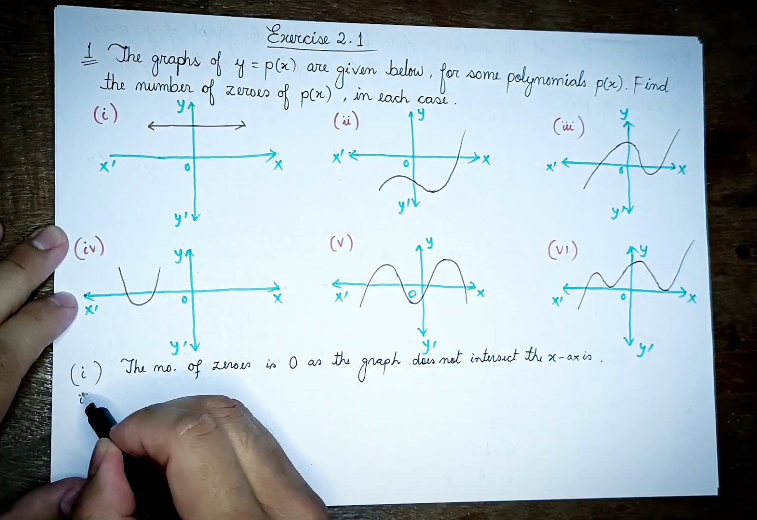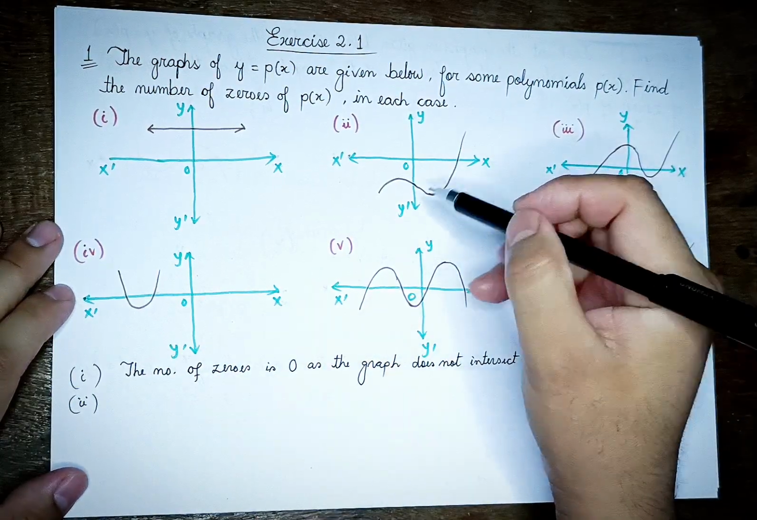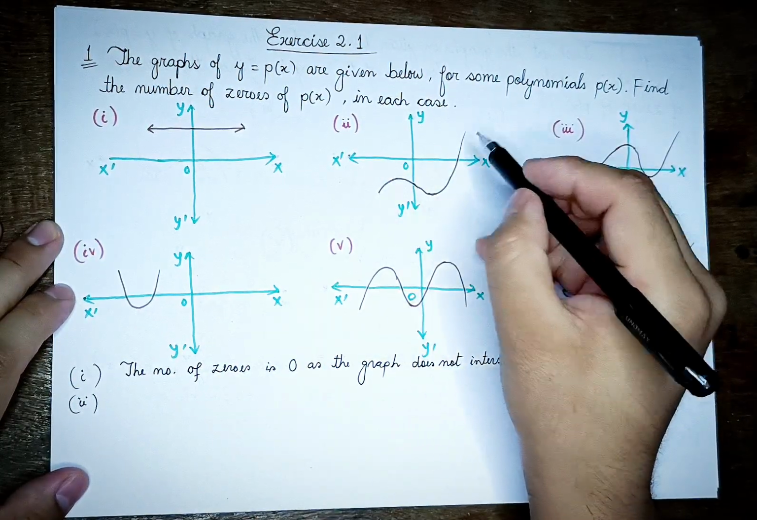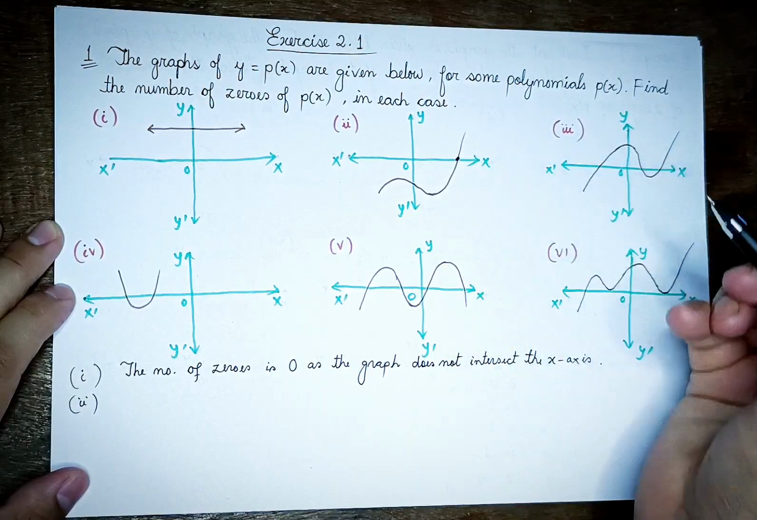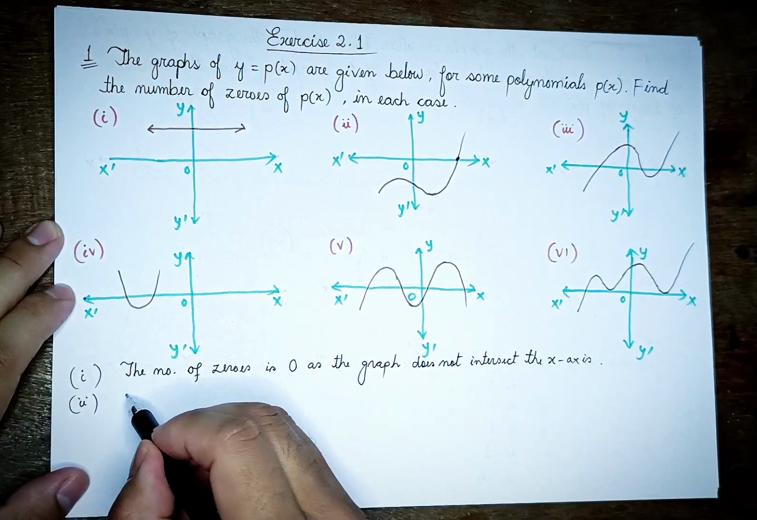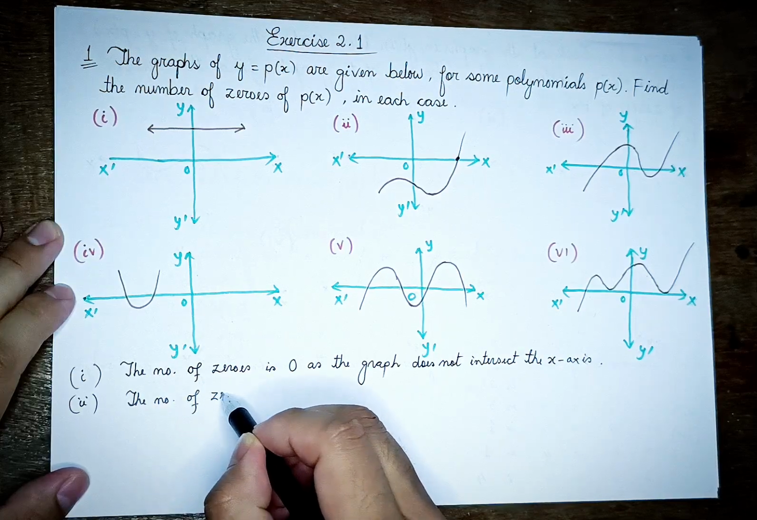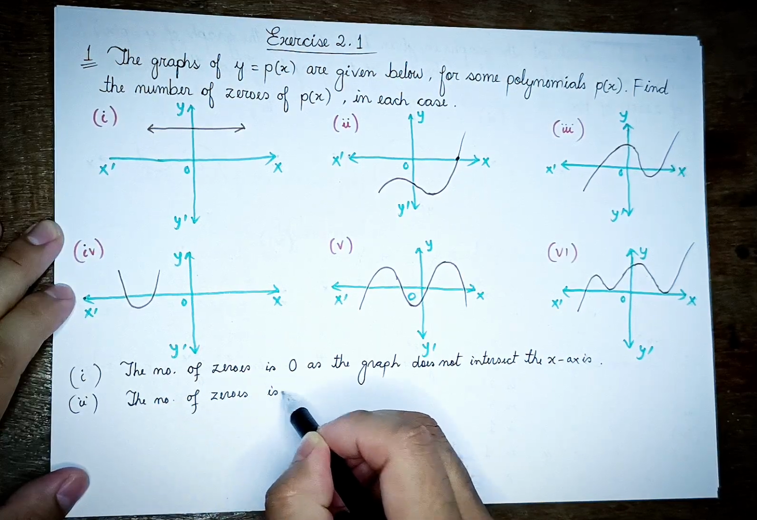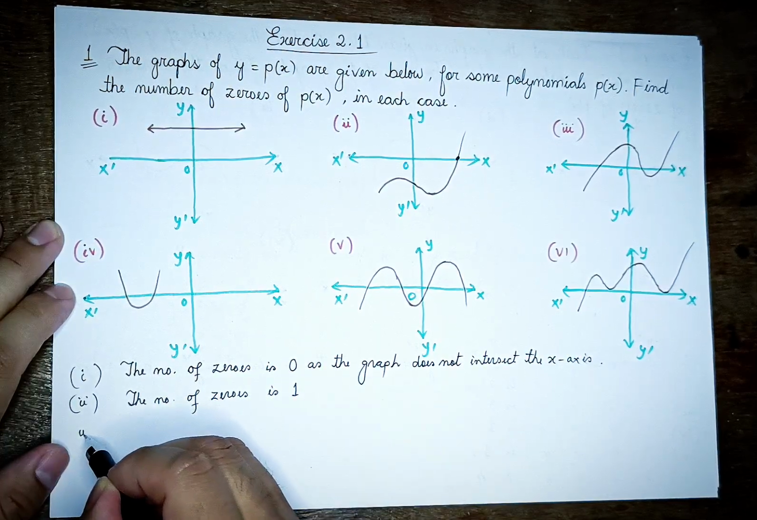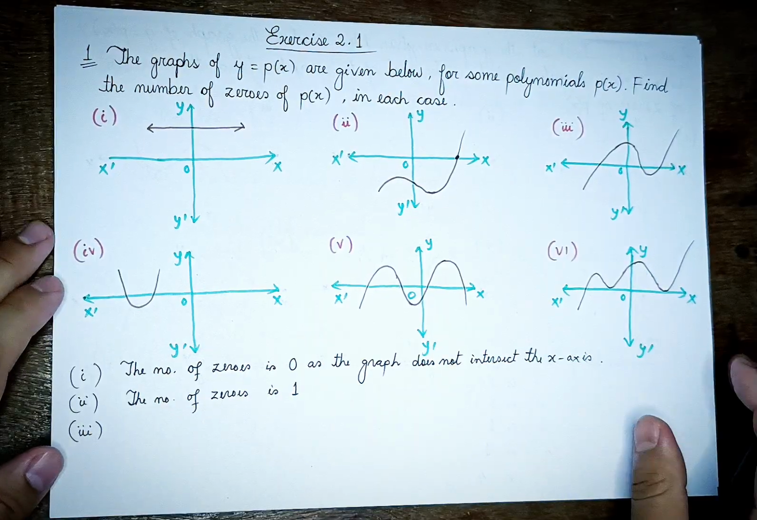Next, Roman number 2. Here this graph and the x-axis intersect at only one point, so the number of zeros will be 1. The number of zeros is 1. Next, Roman number 3.